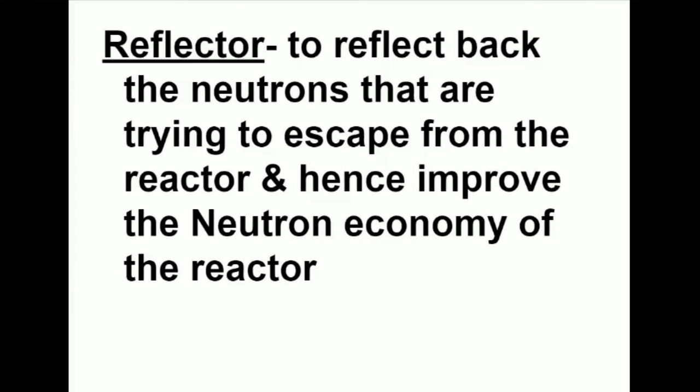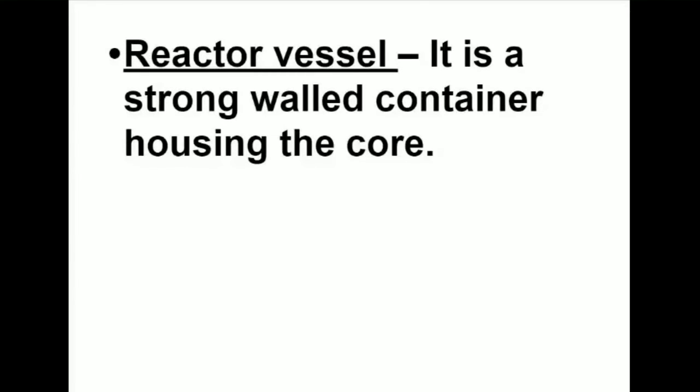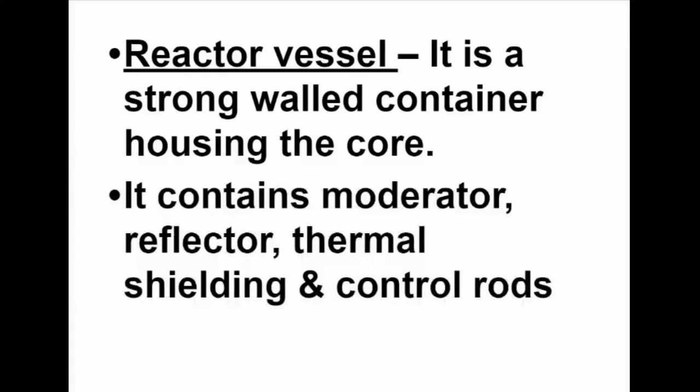Then reflector. To reflect back the neutrons that are trying to escape from the reactor, and hence to improve the neutron economy of the reactor, we are using reflectors. It is made of graphite and beryllium. Reactor vessel: it is a strong walled container housing the core. It contains moderator, reflector, thermal shielding, control rods, fuel rods, etc.